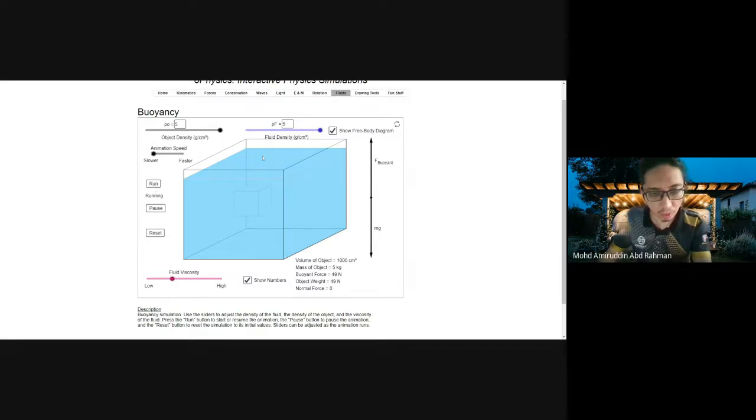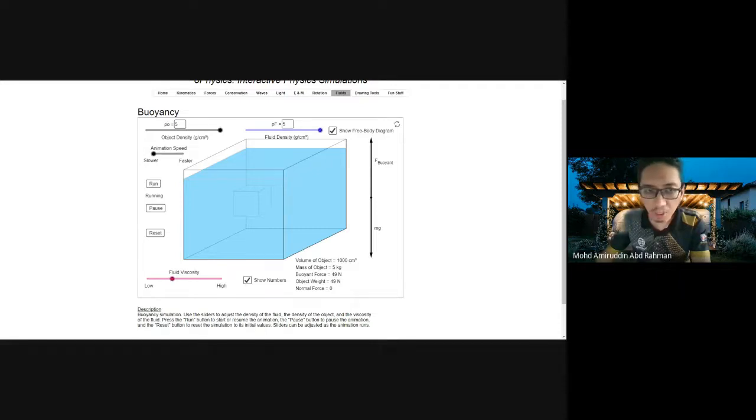So you see what is happening when the fluid density and object density are similar. The object is now floating inside the fluid, but it does not go all the way down to the base of the box. So that's for number 5.